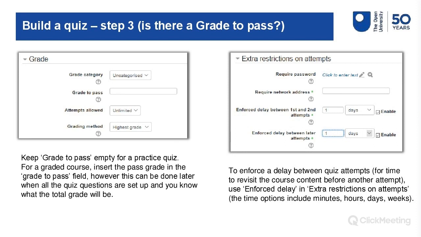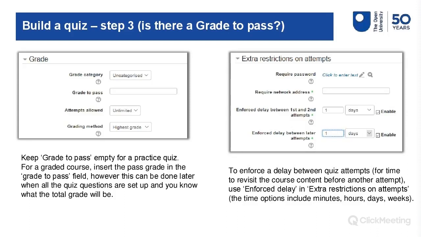The grade is one of the sections in the form. Keep grade to pass empty for a practice quiz. You don't need to put anything in there. You don't even have to put in a 0. For a graded course, insert the pass grade in the grade to pass field. However, this can be done later when all the quiz questions are set up and you know what the total grade will be. In fact, it's almost nonsensical to try putting it in before you have any quiz questions, because it won't let you.